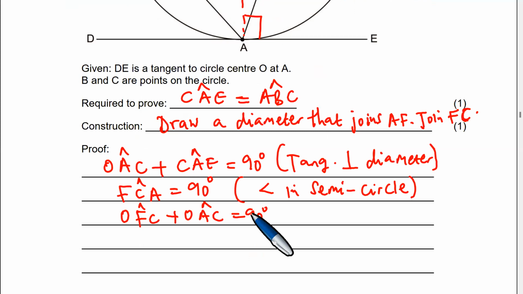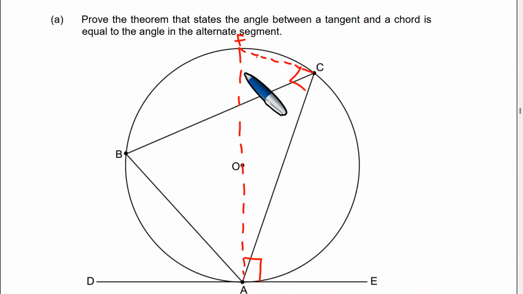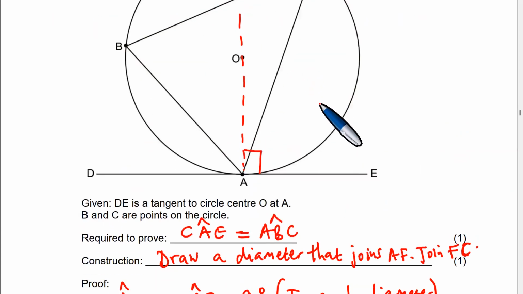Right, we continue quickly. What do we do now? Okay, I was saying that obviously this is true because of angles in a triangle. If we add this plus this, we get exactly 90 degrees, because this one is already 90 degrees.